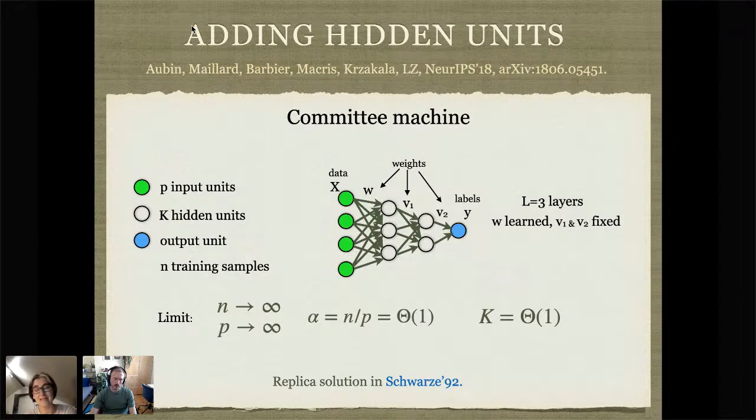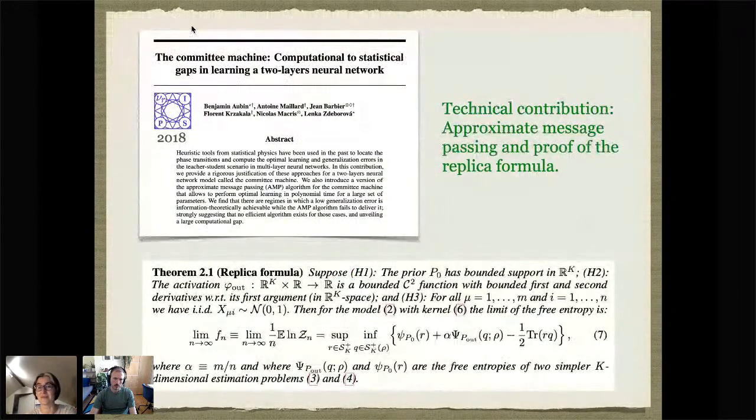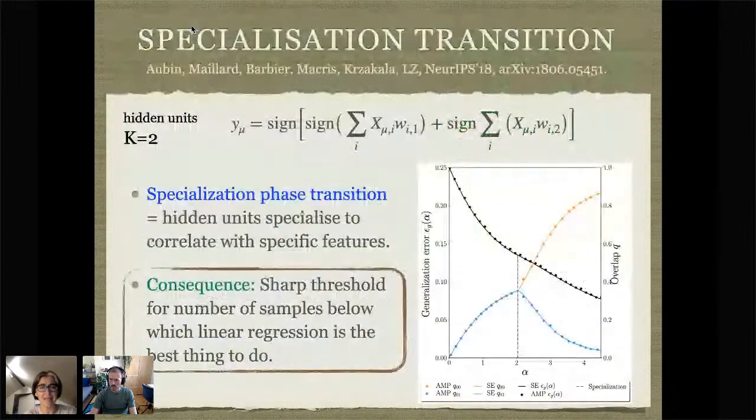In this case we have hidden units, and as I said, this goes back to the literature in physics. 2 years ago, we wrote a paper in analogy to the paper that I was showing you about, where we proved that the replica formula is correct, and made the link with the performance of the approximate message passing algorithm.